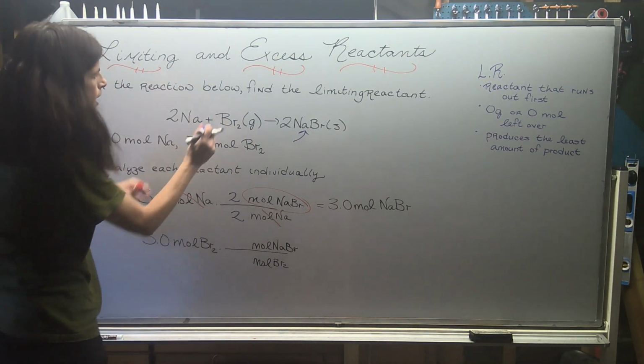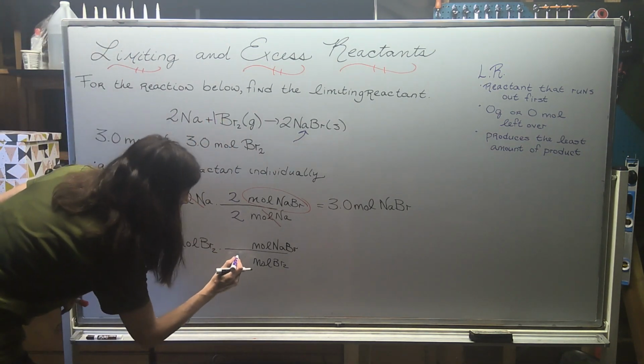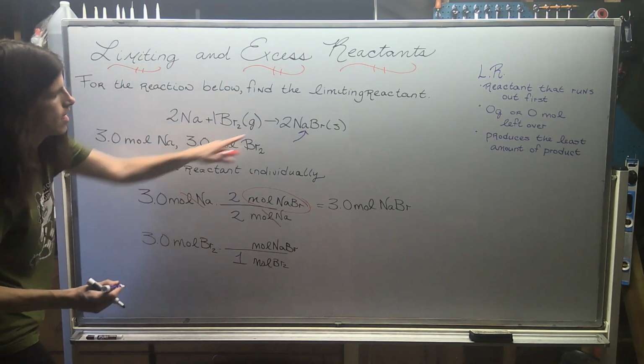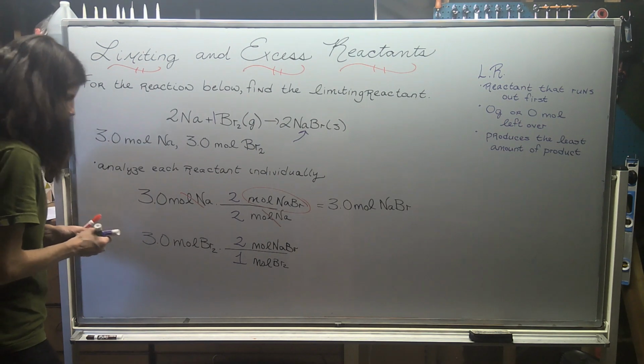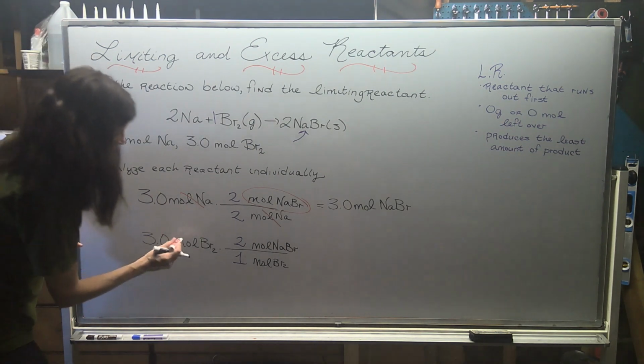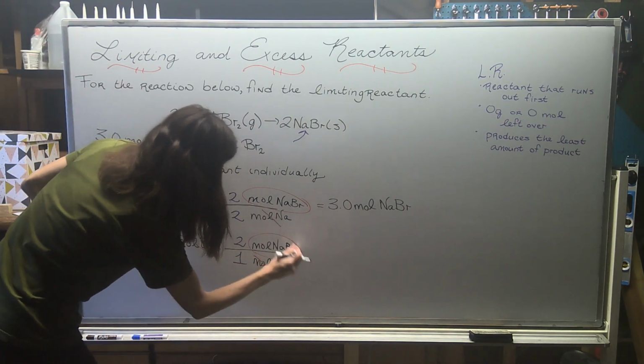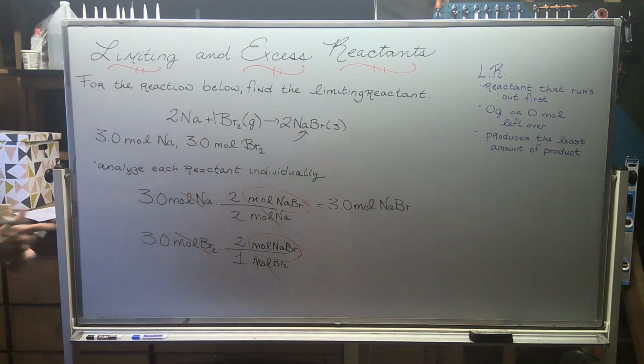So we have a 1 out front here that's understood. And a 2 in front of the sodium bromide. Units canceling. And we get 6 moles of sodium bromide.